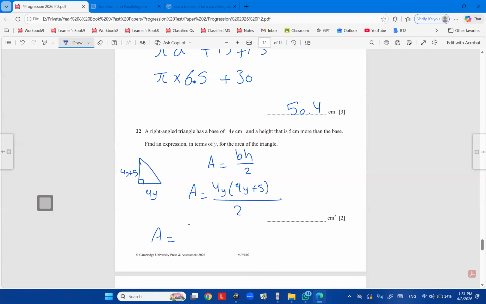So A equals 16y squared plus 20y over 2. You can actually simplify, dividing the 16 by 2 and the 20 by 2, then it's going to give you A equals 8y squared plus 10y centimeters squared. And this is the area.